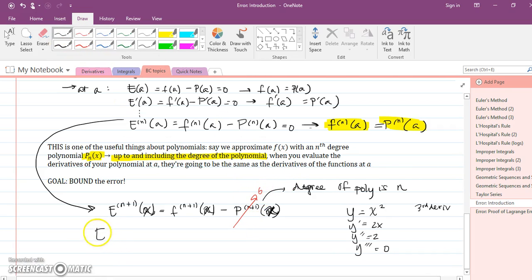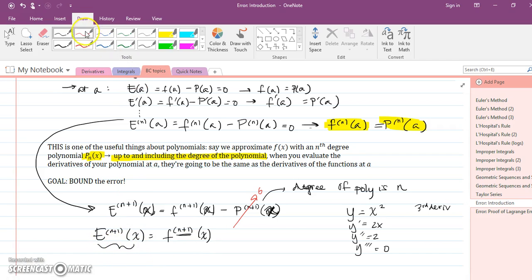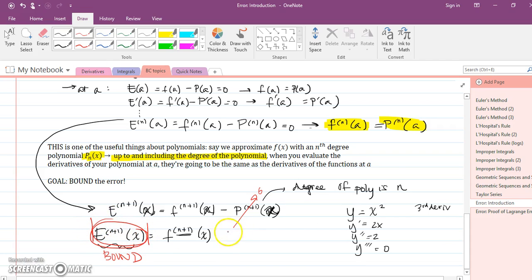So that means my error function is equal to the function's n plus first derivative at x. Now our goal here is going to be to bound the error. And we can put absolute value bars around it. So this means here that I can find the error of my approximation with the n plus first derivative of the function.